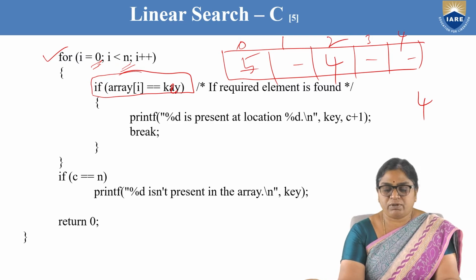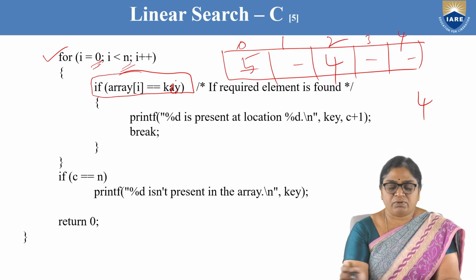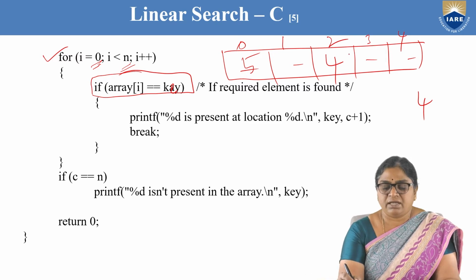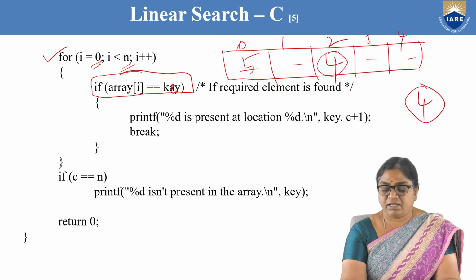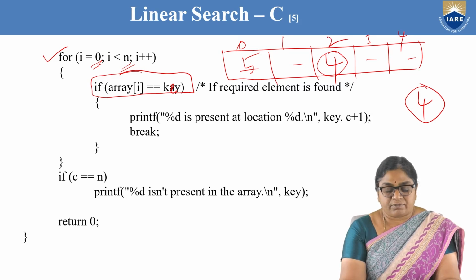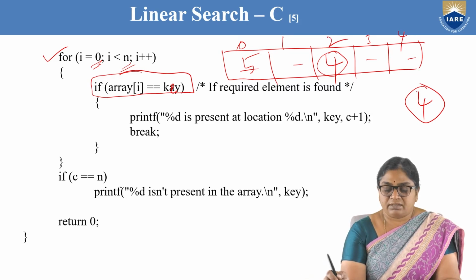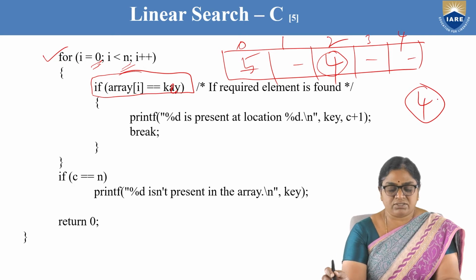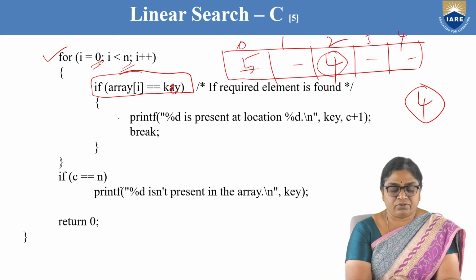Now I is equivalent to 2. When I is 2, array of I is equivalent to the key element. Here 4 matches the key element. So when there is a match, then this true block will be executed. So when this condition is true, then only this true block will be executed.